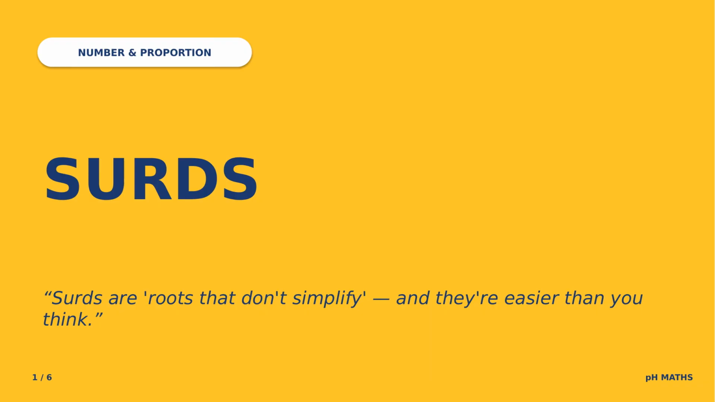Today's explainer is surds, roots that don't simplify to nice integers. Root 2, root 3, root 5. They look intimidating, but the rules are surprisingly clean. By the end of this, you'll know how to simplify any surd, how to rationalize a denominator, and the one trap that catches half of students.